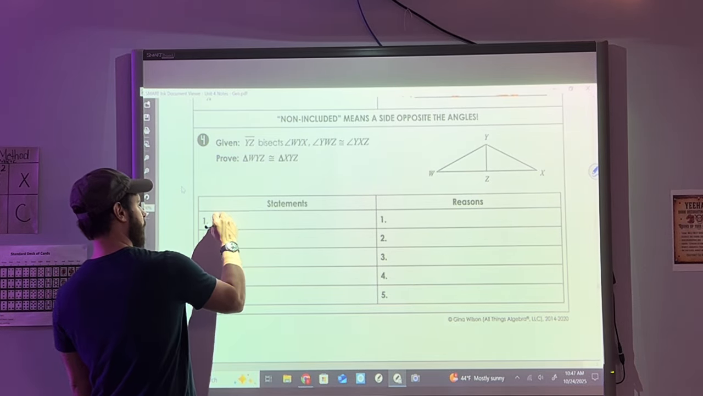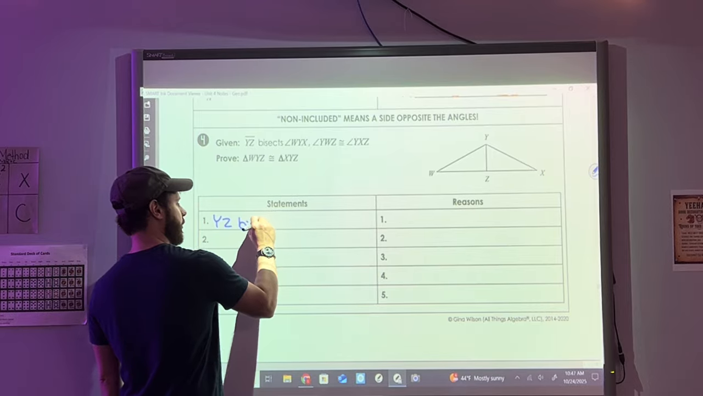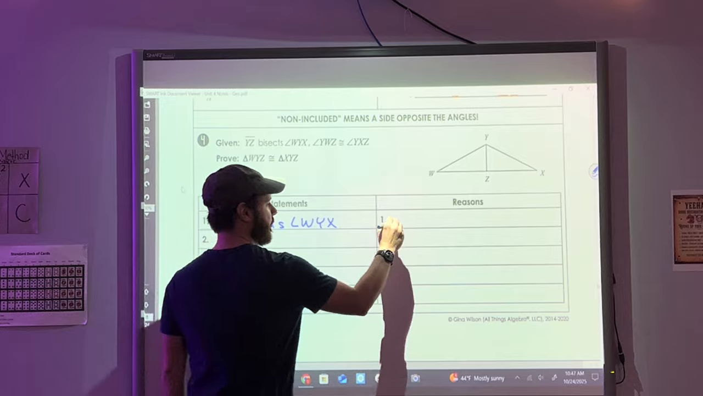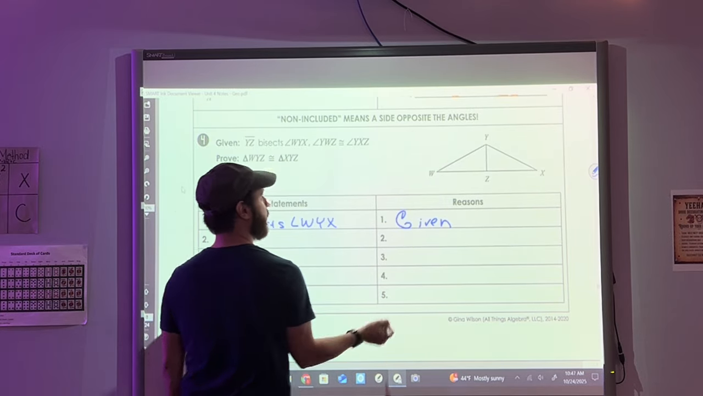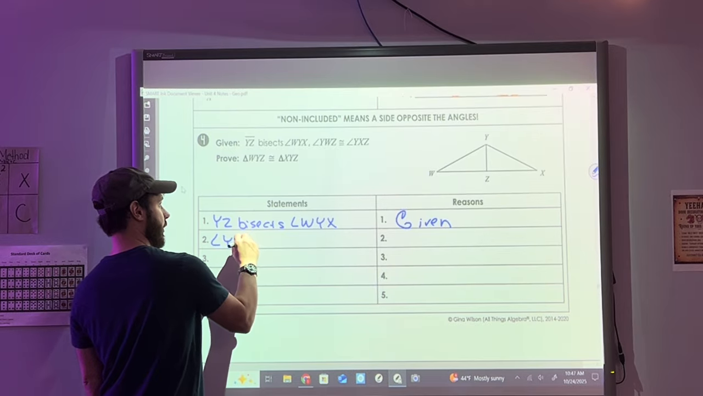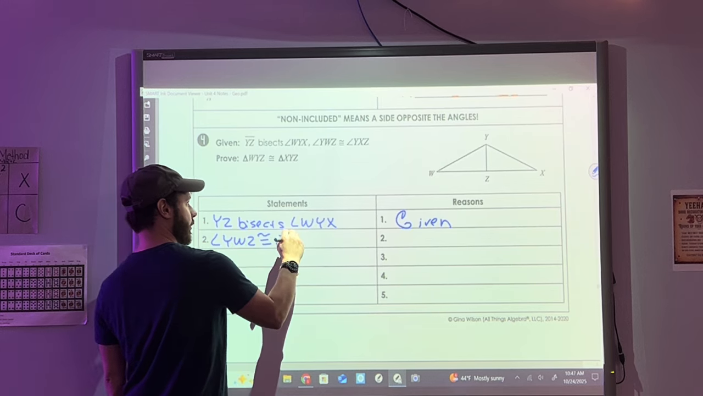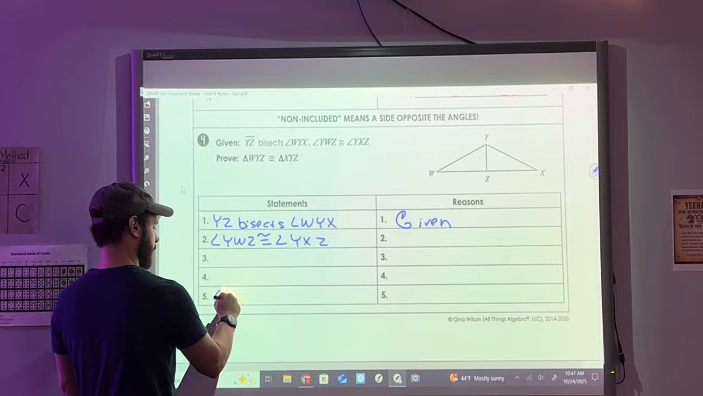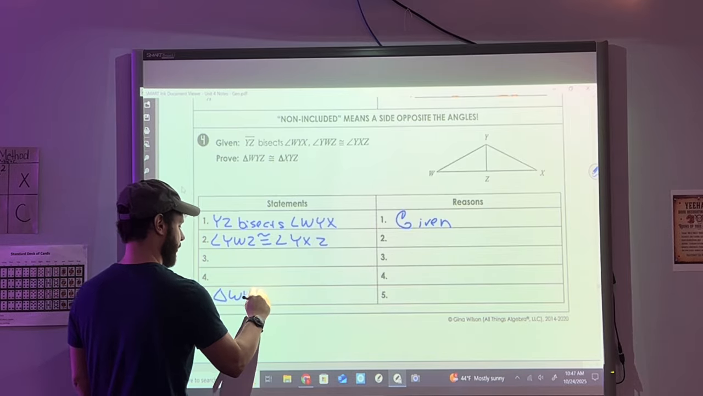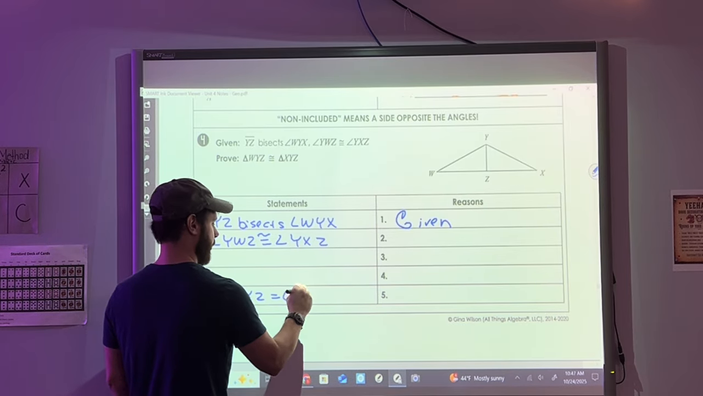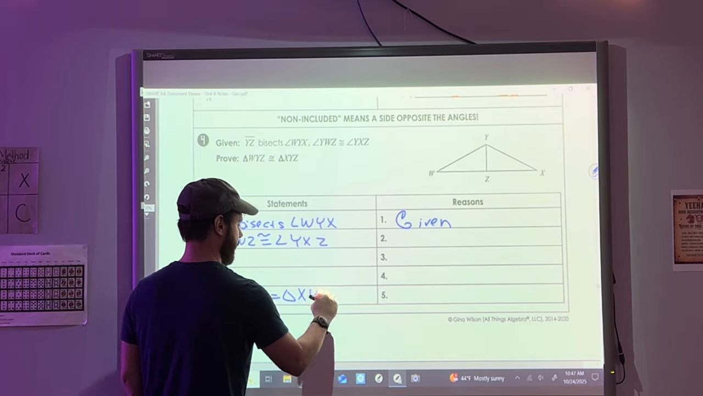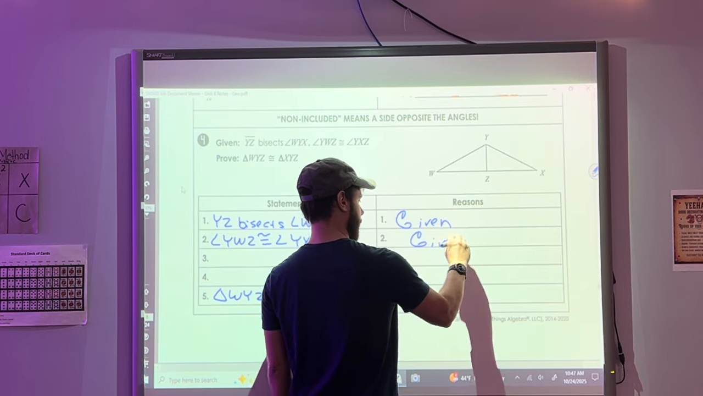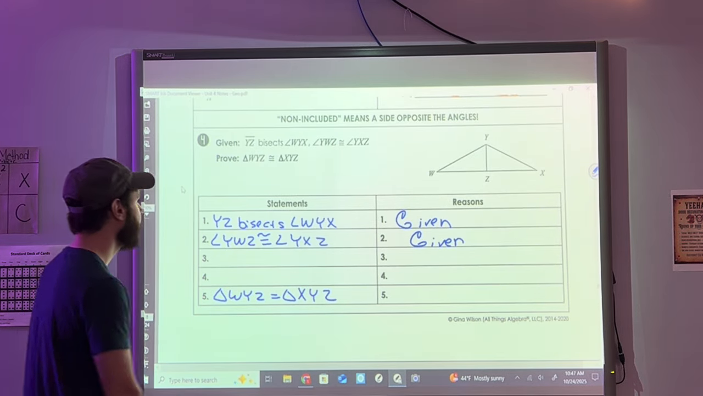I got YZ bisects angle WYX, that's a given piece of information. The other thing, angle YWZ is congruent to angle YXZ. And the thing I'm trying to prove, triangle WYZ is congruent to triangle XYZ. Oh, that was given. Almost left a free point on the table. What am I doing, man?